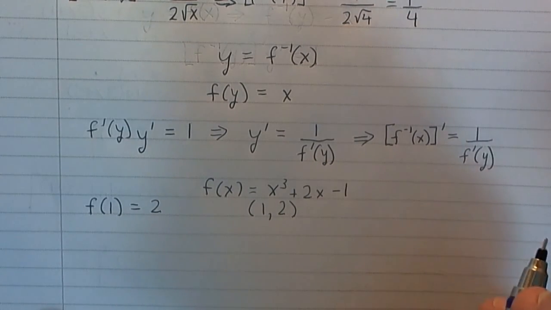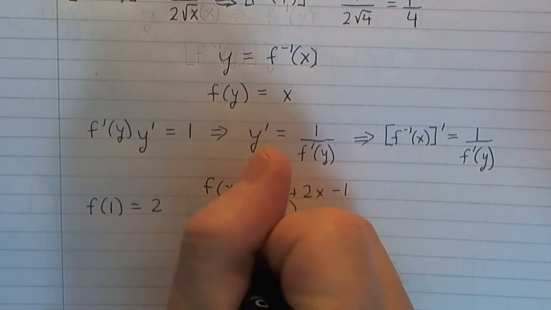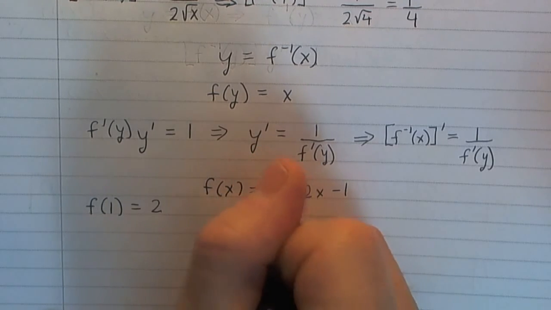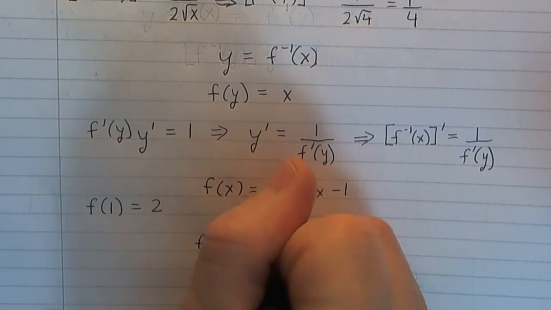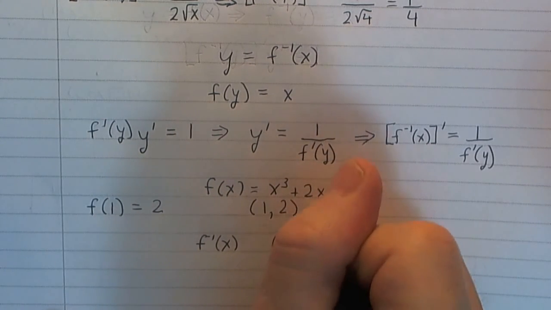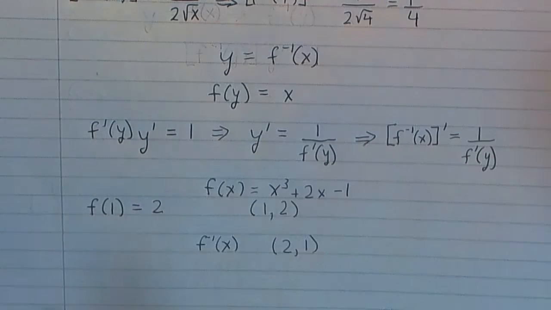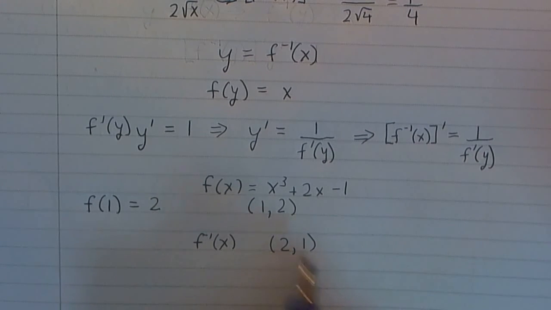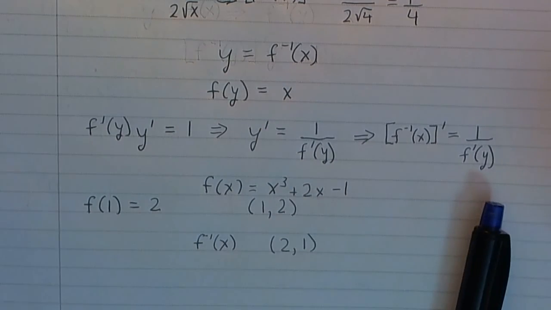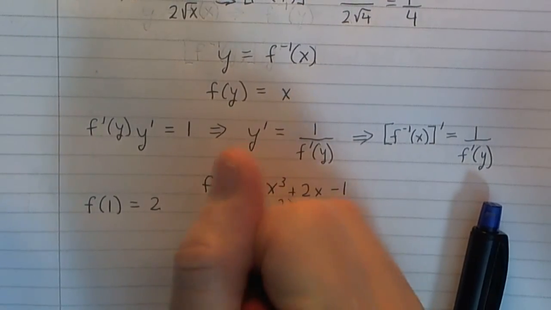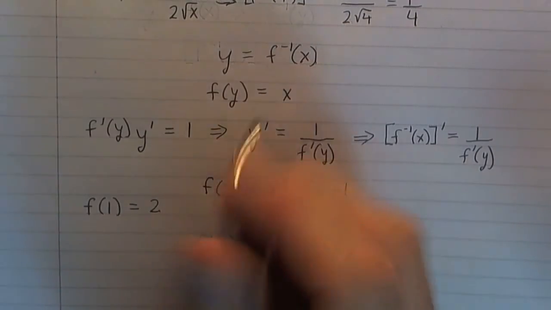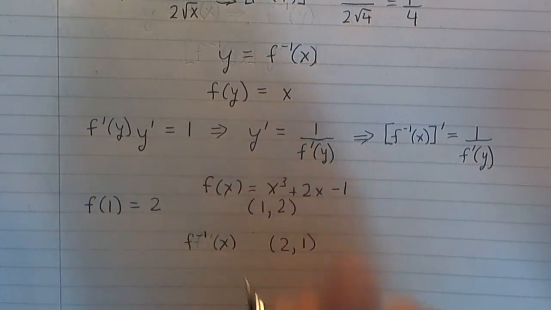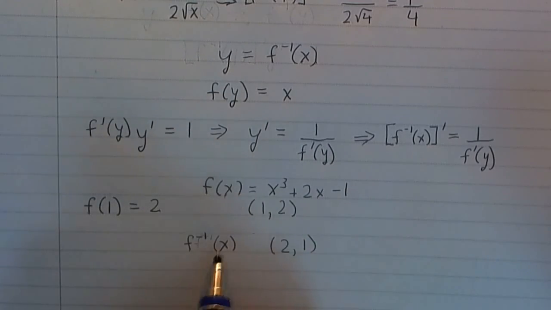But what about the inverse? Well, the inverse function is going to have the point (2, 1). See? So you swap those. Now, you can't hardly see. Let me write this a little better. f inverse. So I've got this point.